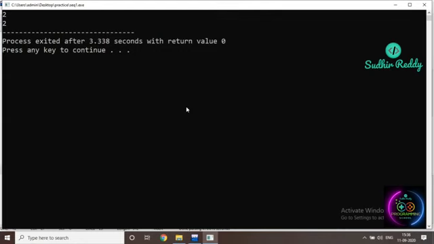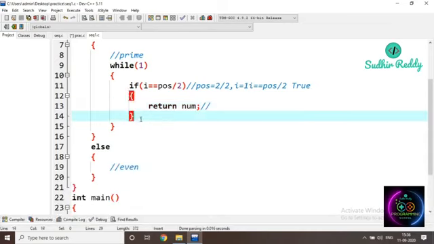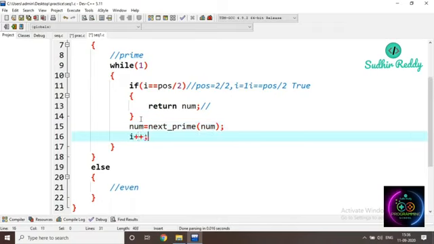But I want to find the next prime numbers. I am not writing any logic here. And I am going to find n is equal to next_prime of num. I am going to find the next prime of 2 and that value is automatically assigned to num again. Then I is going to be incremented, and i has to reach position by 2. That's why I am writing like this.